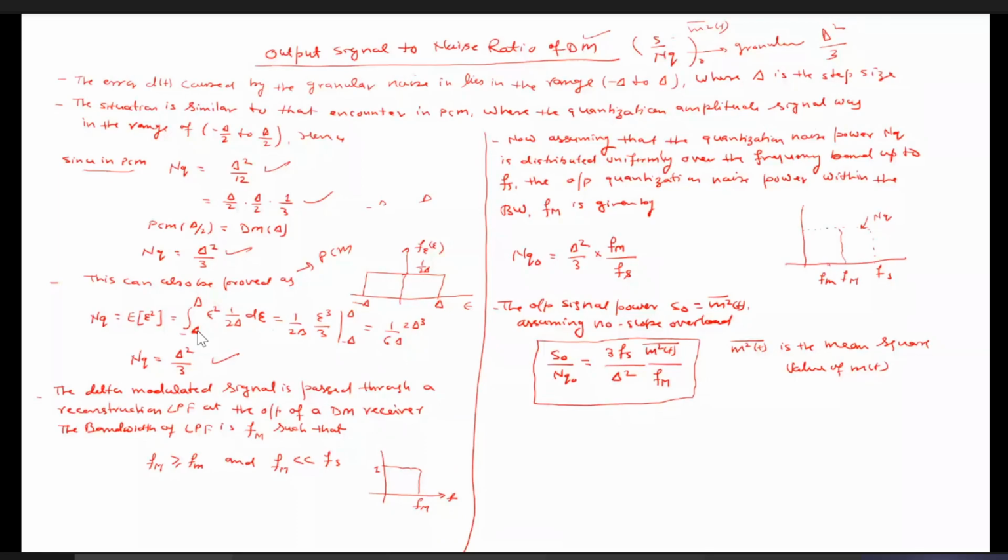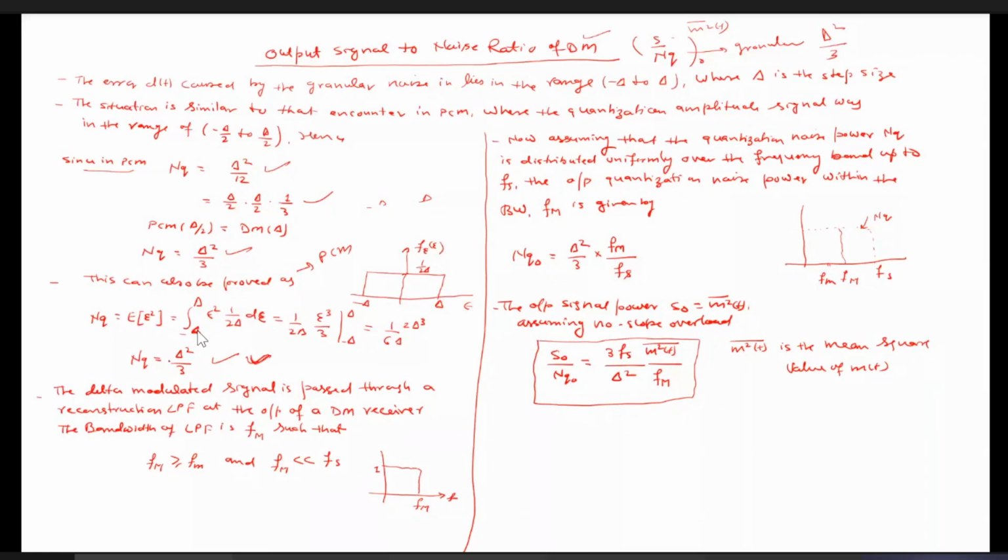But if you ask me, I would prefer to prove the noise power by this method, because this is the actual method. Here we have derived the granular noise expression from the expression of PCM, because we know that the maximum error in the case of PCM varies from minus delta by 2 to delta by 2, whereas in the case of delta modulation it varies from minus delta to delta. So we can derive the mean square value of that error, which will come out to be delta square by 3. So NQ is coming out to be delta square by 3.